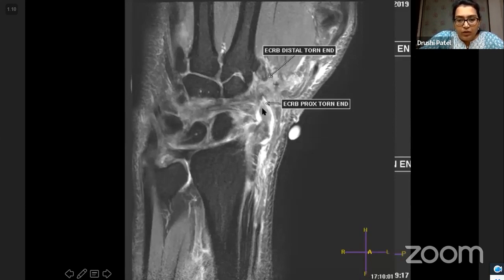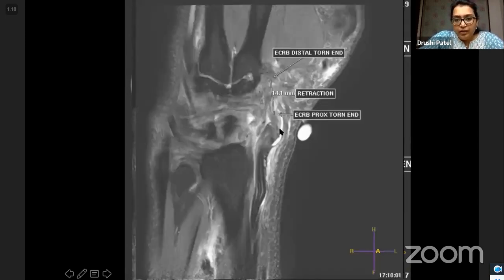This is the proximal torn end. This is the distal torn end. You need to mention where the proximal end is at the level of the distal carpal row, where the distal torn end is at the level of the base of metacarpals, and what is the extent of tendon retraction.